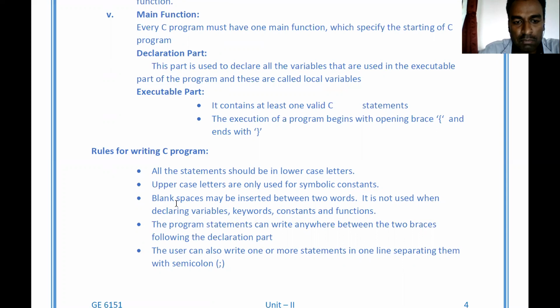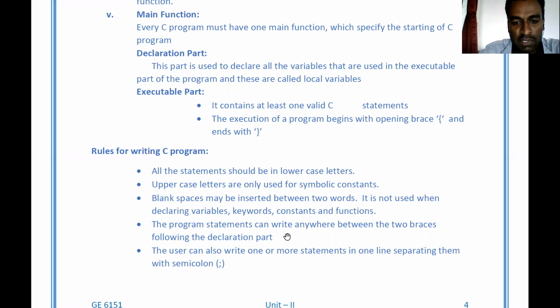Next one, blank spaces are inserted between two words, but not used when declaring keywords, constants and functions. For example, you have to give spaces between two words, but not within variables. For example, int ab equal to 10. There is no space between the a and b. And then keywords. We have 32 keywords in C. When we declare the keywords, we don't use blank spaces, and likewise for constants and functions.